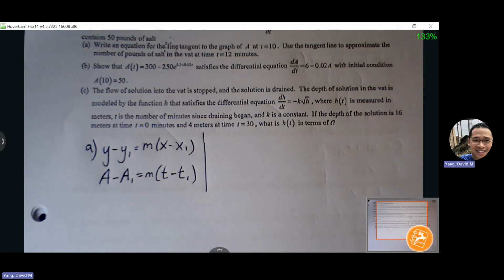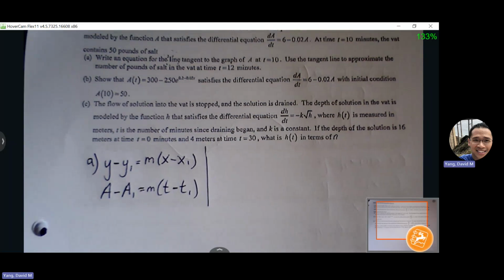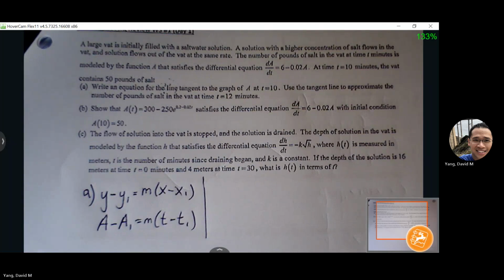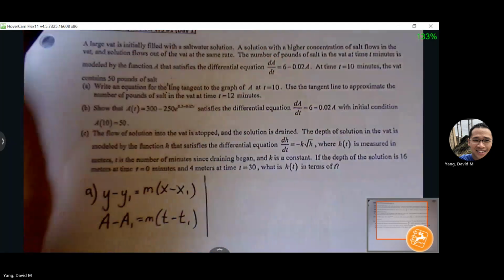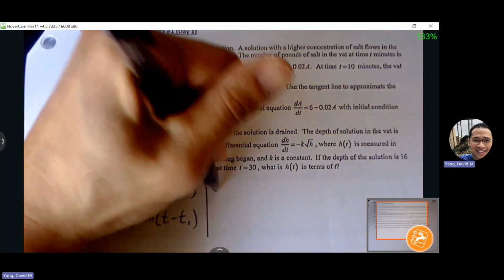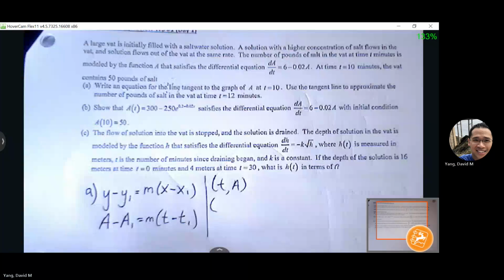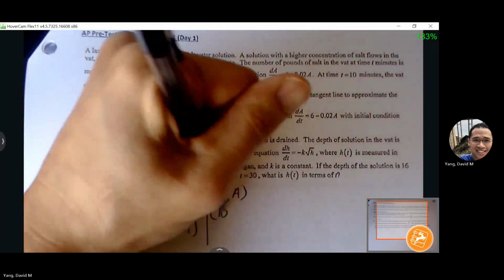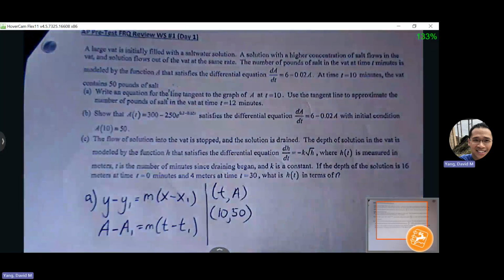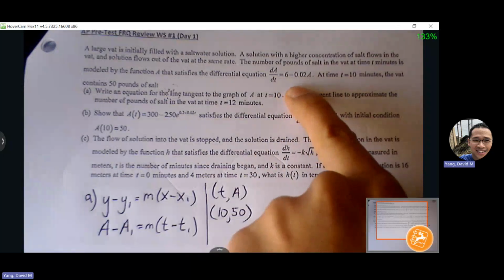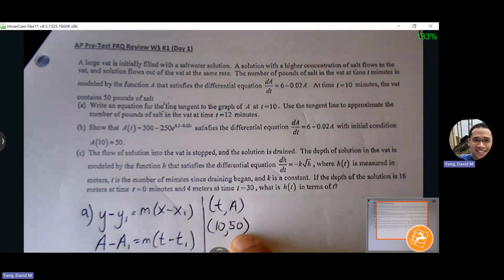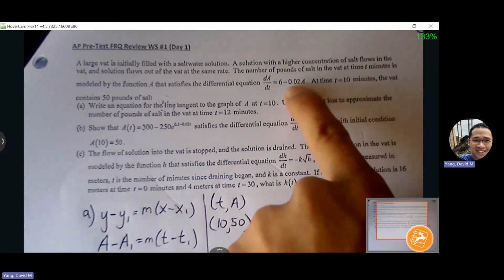Okay, so what is our point? What point are we using here? What's our t comma a here? 10 and 50, yep. So we can use that order pair to find our derivative. Our derivative is dA dt. So the only thing dA dt needs is an A, which is going to be that 50. We can plug that 50 in to get our dA dt, our slope.